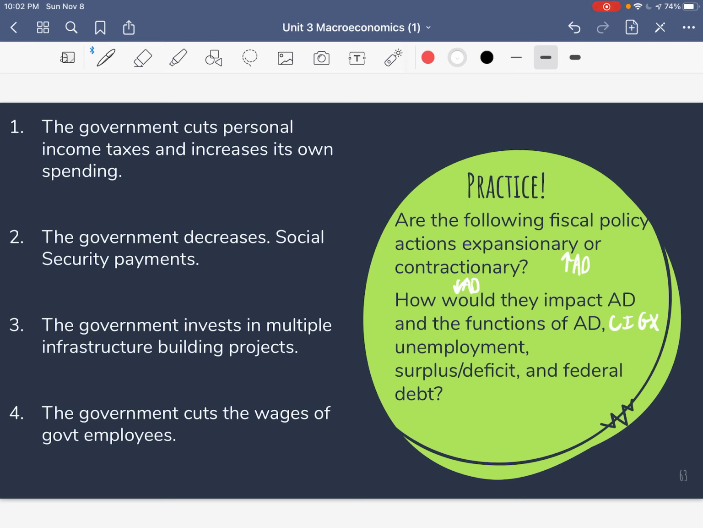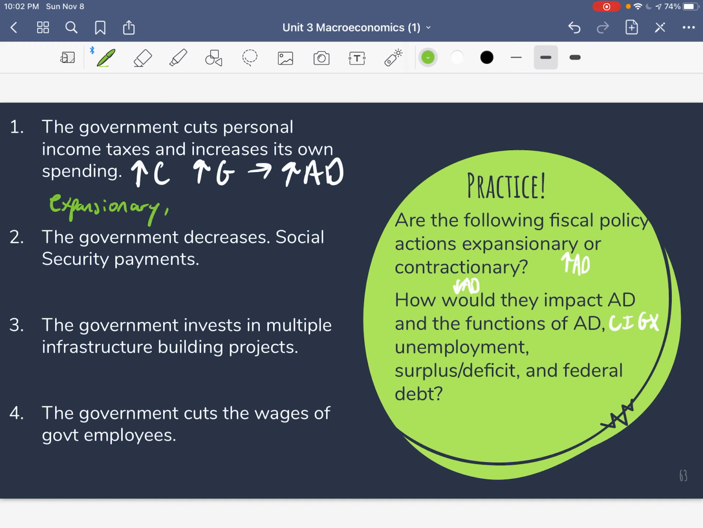So for each question, we're going to go back to this bubble and think, did I answer all parts of the question? So number one, the government cuts personal income taxes and increases its own spending. So if they are cutting personal income taxes, they're wanting to put more money in people's pockets, okay? So what they're trying to do is increase C and increase its own spending, increase government spending. So in turn, this would lead to an increase in AD. If we are increasing AD, we are expansionary. So make sure you write expansionary somewhere. But we're not done yet.